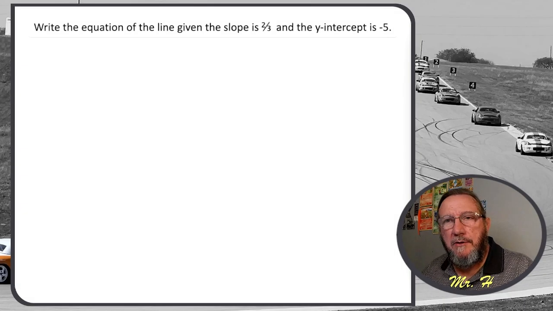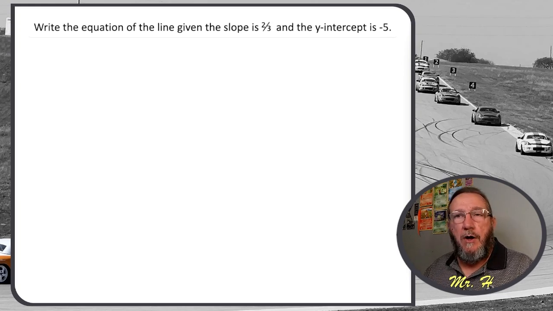Here's our first problem. Read it with me. Write the equation of the line given that the slope is 2/3 and that the y-intercept is -5. Now we're going to use our pause, work, resume, and compare strategy. At this time, go ahead and pause your video, work your problem out, and then hit resume, and we'll see how you did. See you in a minute.